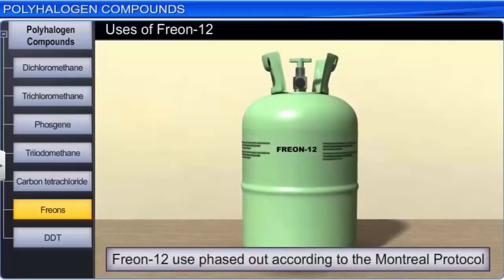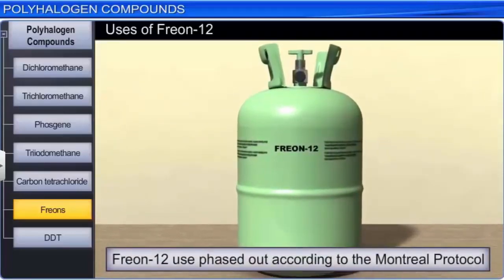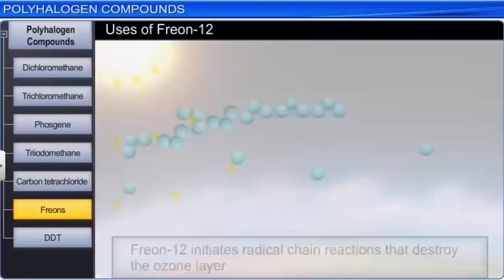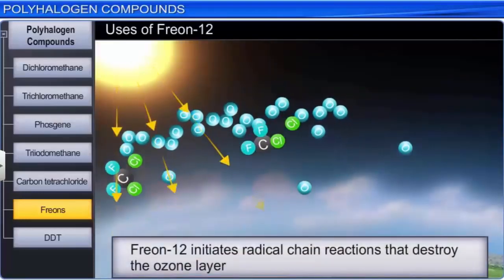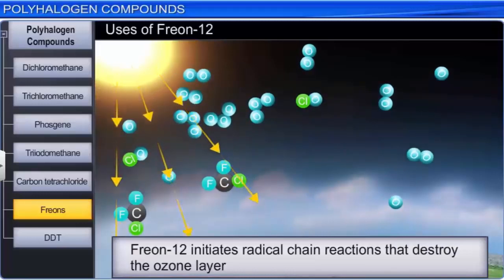Since 1994, the use of Freon 12 is being phased out according to the Montreal Protocol due to environmental concerns. Freon 12 and other chlorofluorocarbons are known to initiate radical chain reactions that lead to the destruction of the ozone layer.